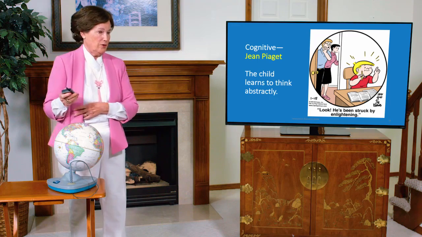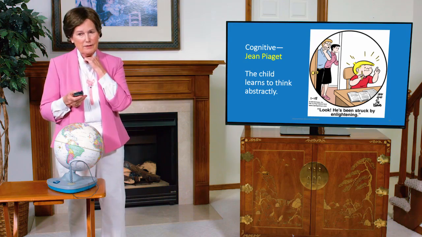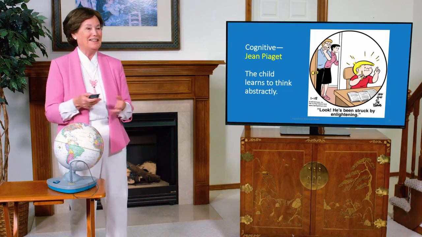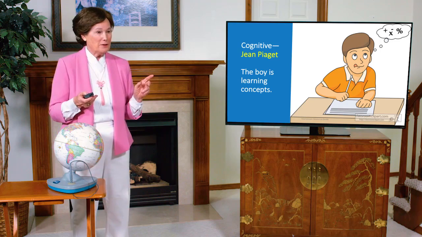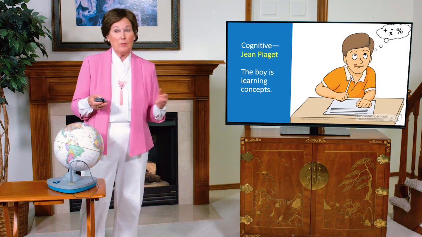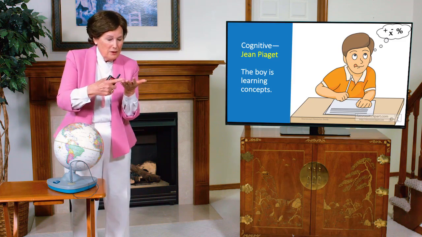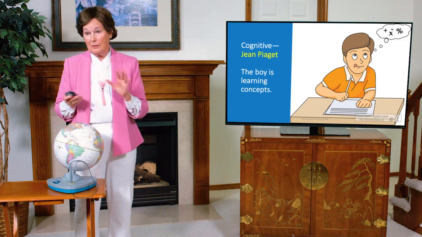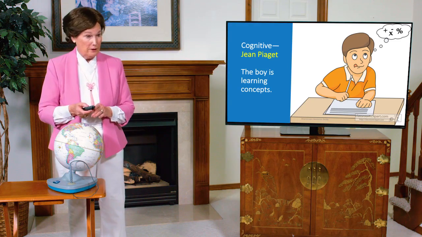Here's a couple examples. The child learns to think abstractly, usually around 7 or 8. And so here's the parent saying, look, he's been struck by lightning. And then this little guy, he's learning math. And what is math? It's a concept. Now, if you educate your children in something like Montessori school, a wise teacher gives them little sticks or something to illustrate how many is how many. But most of us learn math very abstractly. You can't do that before you're developmentally ready.